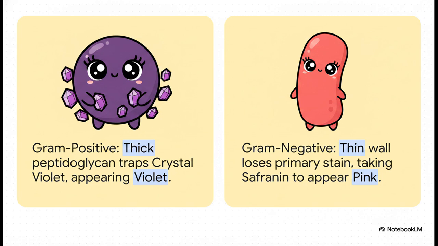Gram-positive bacteria possess this very thick peptidoglycan layer. When the alcohol hits, this thick layer dehydrates and it traps the crystal violet iodine complex inside, making the cells appear a deep violet. Gram-negative bacteria, however, have a super thin peptidoglycan layer and high outer lipids. The alcohol just dissolves those lipids, the primary stain washes right out, and the now colorless cell takes up the pink safranin counterstain. So you get violet versus pink or red. It is an incredibly powerful diagnostic tool.